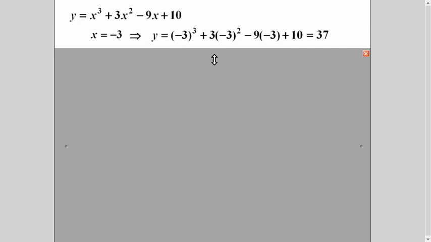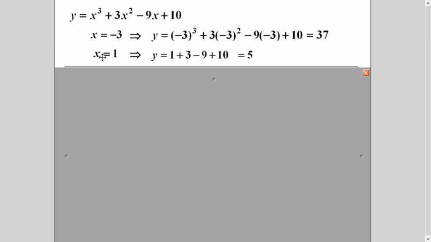So now, first of all, we are plugging in x equals minus 3, right? In place of this. And we get the answer 37. So one point is minus 3 comma 37. Then we are plugging in x equals 1. So the points we have identified are minus 3 comma 37 and 1 comma 5.